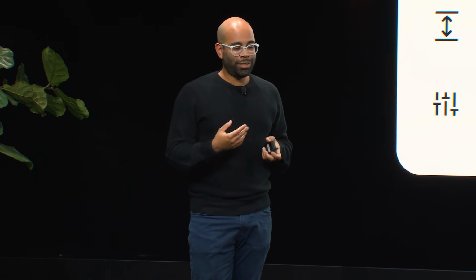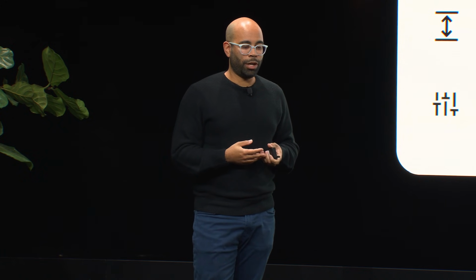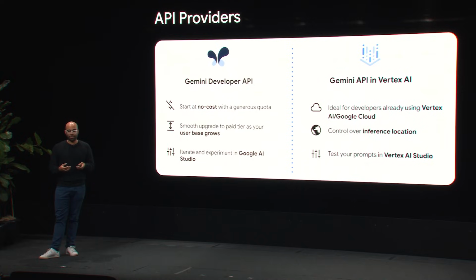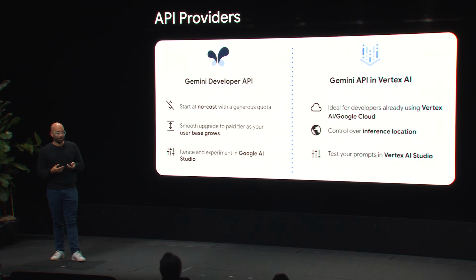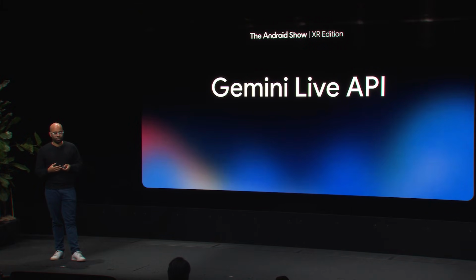If we take some minutes to talk about those 2 API providers, you can think of them as 2 different backends with distinct features running the AI models. First, there is the Gemini Developer API. It's great to start. It offers generous quota at no cost. And it still easily lets you upgrade to a paid tier as your user base grows. And alternatively, there is Vertex AI, rather, that is great if you are already using Google Cloud.